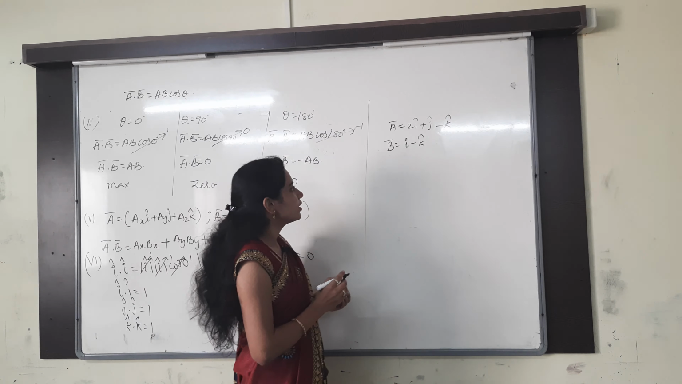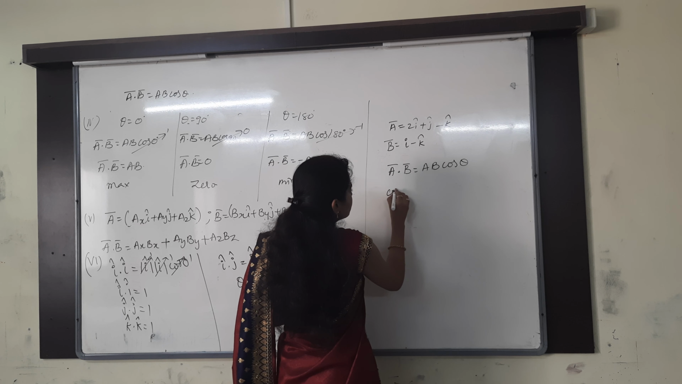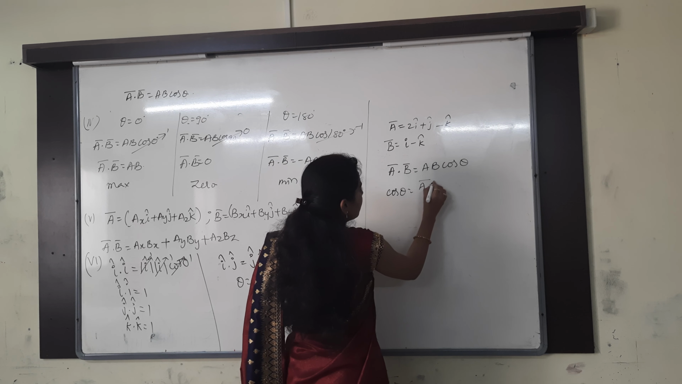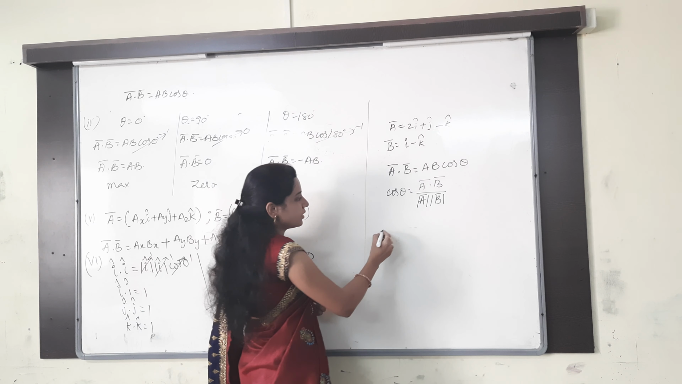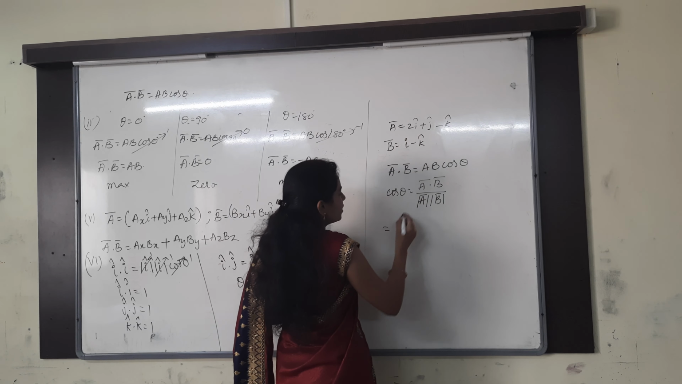A bar dot B bar is equal to, what is the formula? AB cos theta. Cos theta is equal to what can I write? A bar dot B bar by AB. AB means, as I said already, modulus of A and then modulus of B. Correct? So that A bar dot B bar.